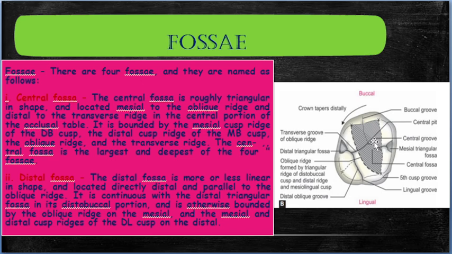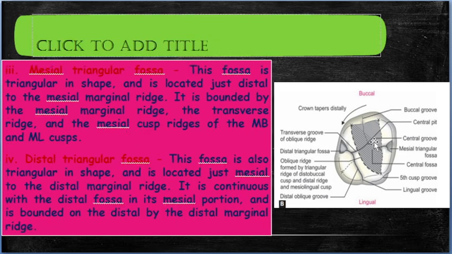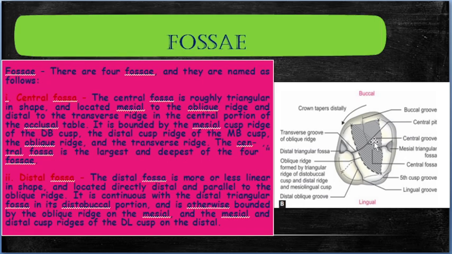Now, coming to the depressions which are seen over the occlusal surface, the first one is fossa. There are four kinds of fossas, named central fossa, distal fossa, mesial triangular fossa, and distal triangular fossa. As we can see in the picture here, the central fossa is this shaded portion, having the widest area.